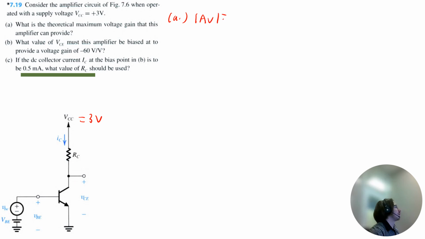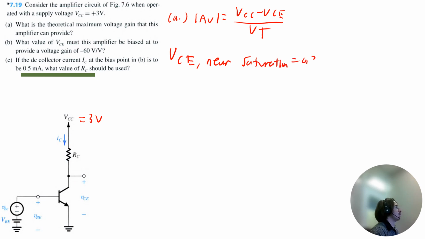So in general, we can calculate AV, the gain, as VCC minus VCE divided by thermal voltage. In order to get the theoretical maximum gain, we need to understand that VCE near saturation is equal to 0.3 volts. Anything less than 0.3 volts means we're outside of saturation, and we want to stay in saturation. So therefore, this 0.3 volts is the smallest value of VCE we can use while staying in saturation.